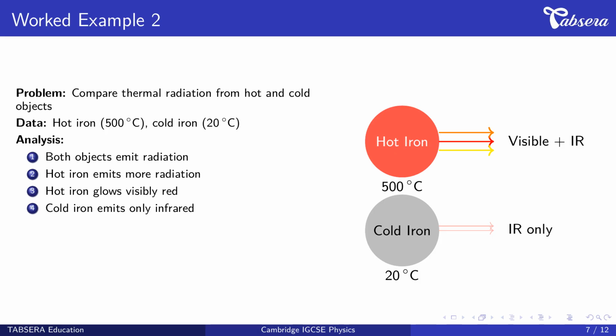Second, the hot iron emits more radiation. Higher temperature means greater radiation intensity. Third, the hot iron glows visibly red. At 500 degrees Celsius, the iron emits visible light as well as infrared.